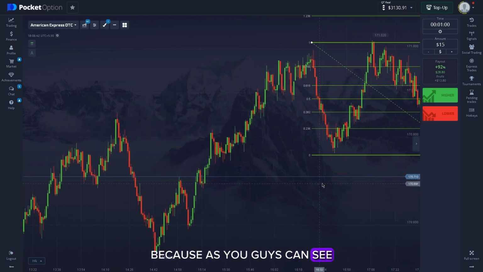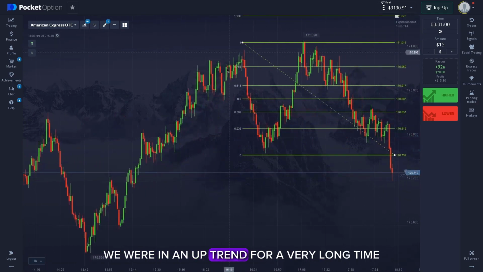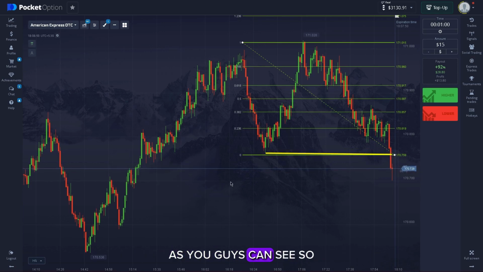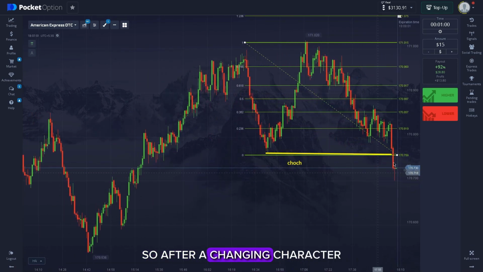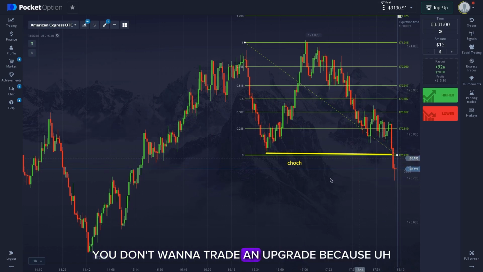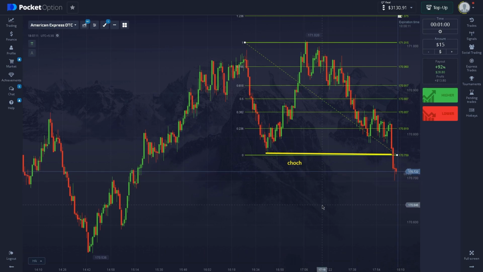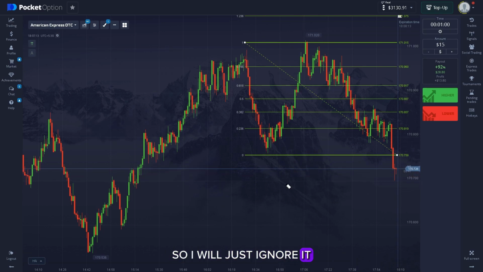because as you guys can see, we were in an uptrend for a very long time, and now we have a change in character. So after a change in character, you don't want to trade an up trade, because it can be a little bit risky. So I will just ignore it for now because I'm not sure about it.